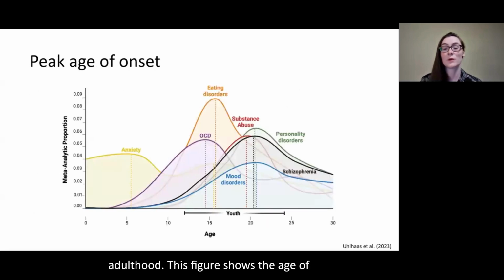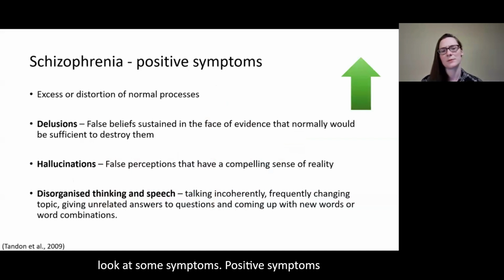This figure shows the age of onset of mental disorders in the general population. You can see that for disorders like schizophrenia, the peak age of onset is 20.5 years of age, shown by the black curve here. Let's look at some symptoms.